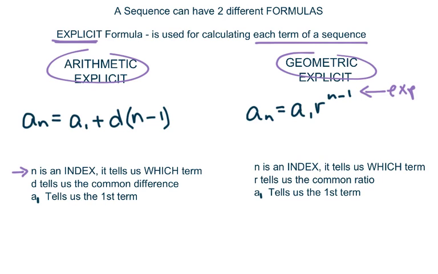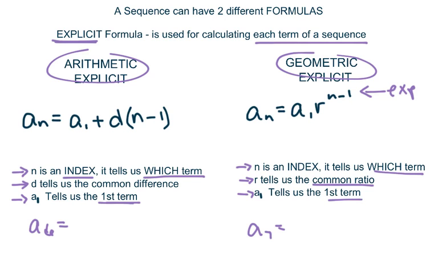n is called an index, just like on radicals. It tells us which term of the sequence we're looking for. So I may want to find a of 6. That little subscript 6 says, find the 6th term. We've already discussed d tells us the common difference. a of 1 is the first term of the sequence. Over here on geometric explicit, same thing. Our n is still an index and tells us which term we're looking for, maybe the 7th term. r is our common ratio. And again, a of 1 is our first term.